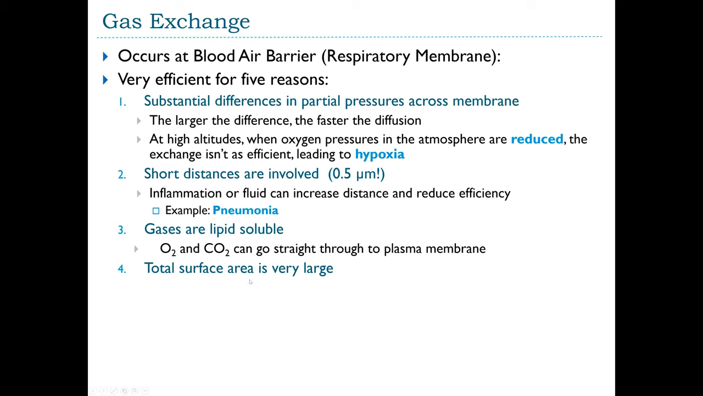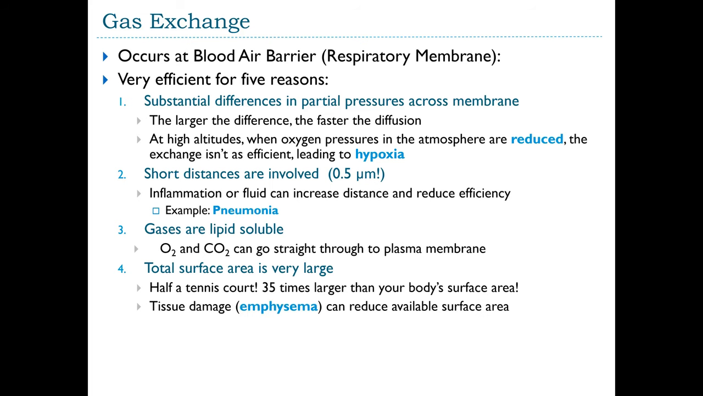The total surface area for gas exchange is very large. Remember, you have all of those millions of alveoli in your lungs. If you were to take that surface area and stretch it all out to see just how much surface it is, it would actually stretch over half a tennis court, and it's 35 times larger than your body's surface area. So that's a lot of surface area packed into all those little alveoli in your lungs. Tissue damage, like what happens with emphysema, can reduce the available surface area, and reducing the available surface area is going to reduce the efficiency of the gas exchange.